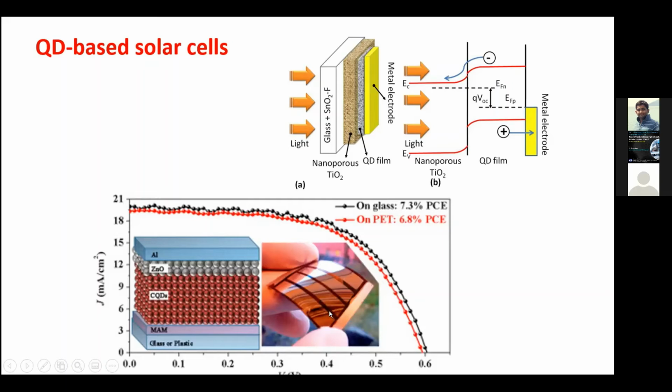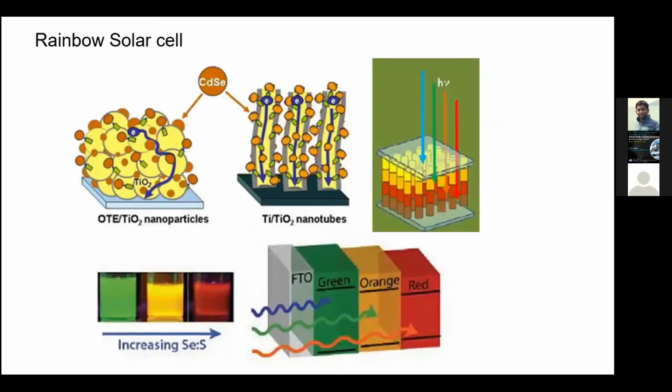And this is one example of the device, made from the nanocrystal solution. You can make it on a flexible substrate, and also on glass, and both flexible and glass give very good efficiency. Though it's not comparable with perovskites, before the perovskites came, these were quite famous, and nowadays they are also mixed with perovskites and other things.